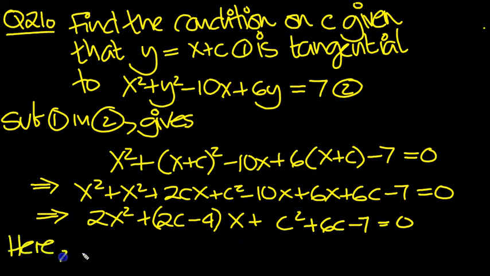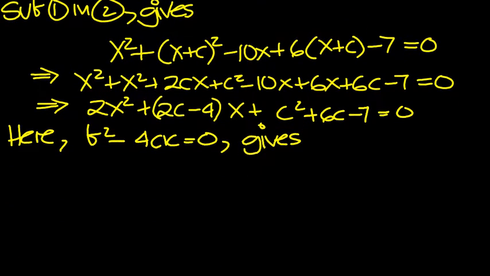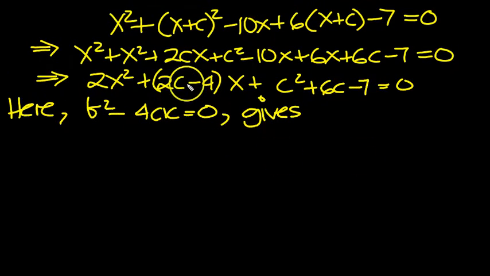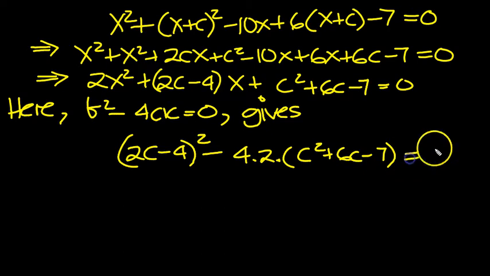So here, for them to have equal roots, b squared must equal 4ac, or b squared minus 4ac equals 0 is the condition, isn't it? So let's see what the condition imposes on c. Turn our attention to this then. b squared is here, so it's 2c minus 4 squared, minus 4 times a, which is 2, times c, which is these 3 terms here. There we go. Equals 0. So let's expand this then and see what we get.